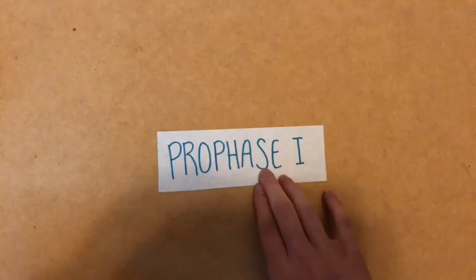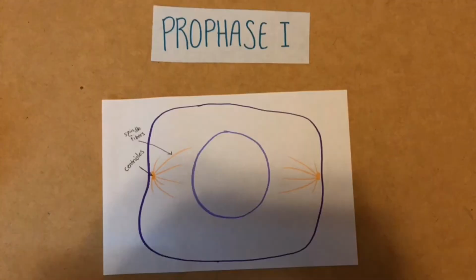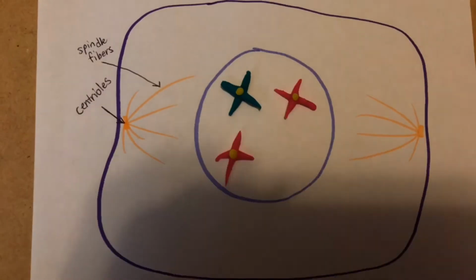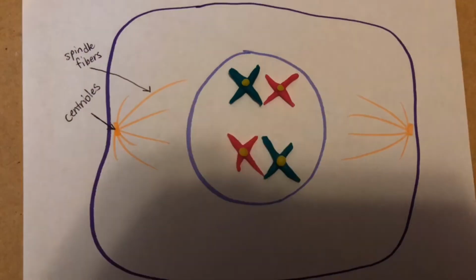The first stage of Meiosis I is Prophase I. During Prophase I, spindle fibers begin to grow. You can see them growing from the centrioles on the side of the gamete. The chromosomes will compress and then match up as homologous pairs. This means that a chromosome will find another that is similar in size and carries the same gene, such as a gene for hair color.